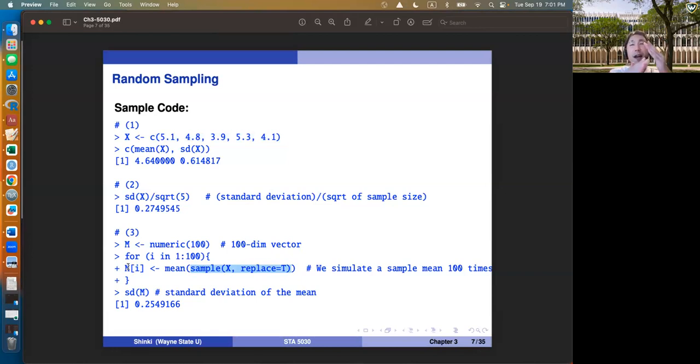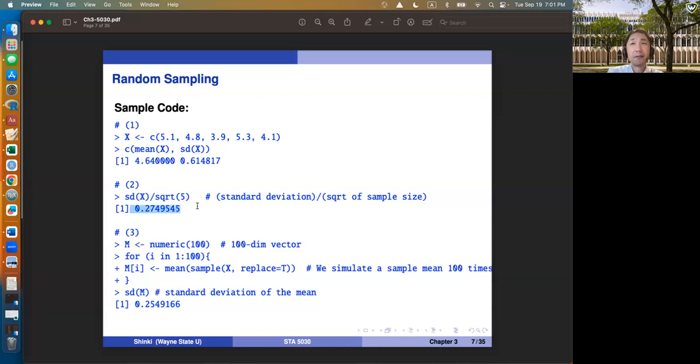So that means we have X bar 1, X bar 2, X bar 3, and so on up to X bar 100. So we have 100 X bars. If we take the standard deviation of those X bars, we can get the estimated standard deviation of the sample mean. That is 0.254. This is slightly smaller than the theoretical one, but still it's a reasonable estimate.